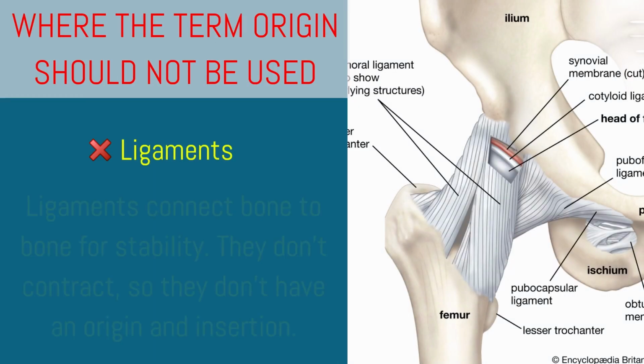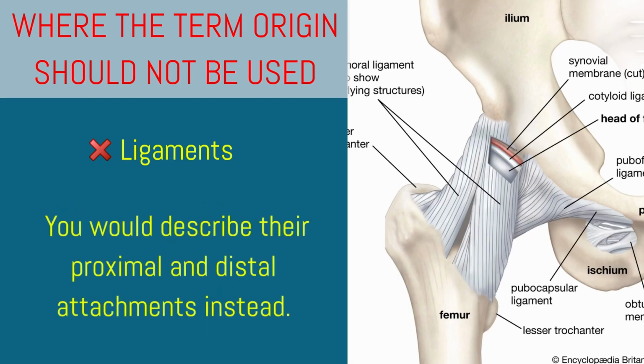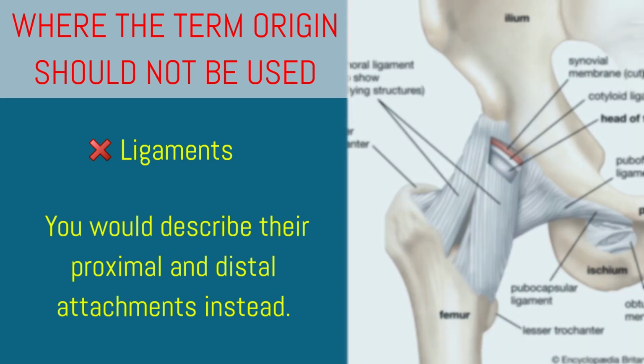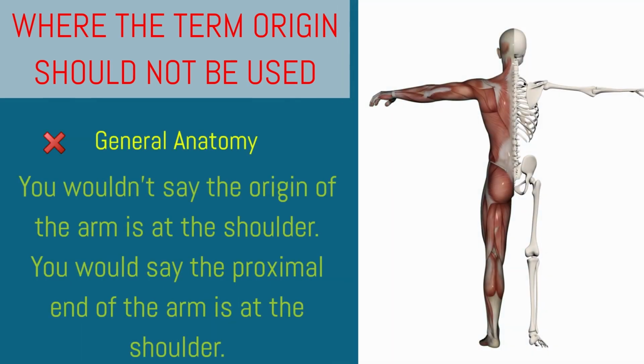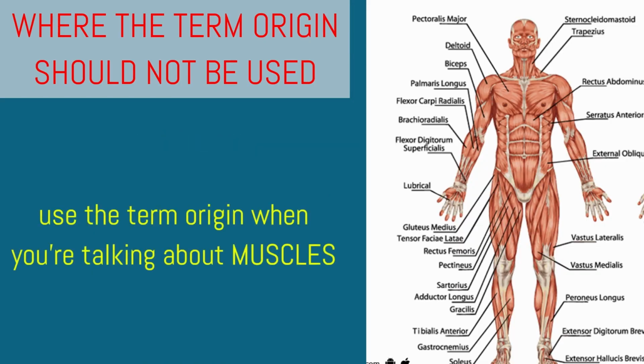Ligaments. Ligaments connect bone to bone for stability. They don't contract, so they don't have an origin and insertion. You would describe their proximal and distal attachments instead. General anatomy. You wouldn't say the origin of the arm is at the shoulder. You would say the proximal end of the arm is at the shoulder. So remember, use the term origin when you're talking about muscles.